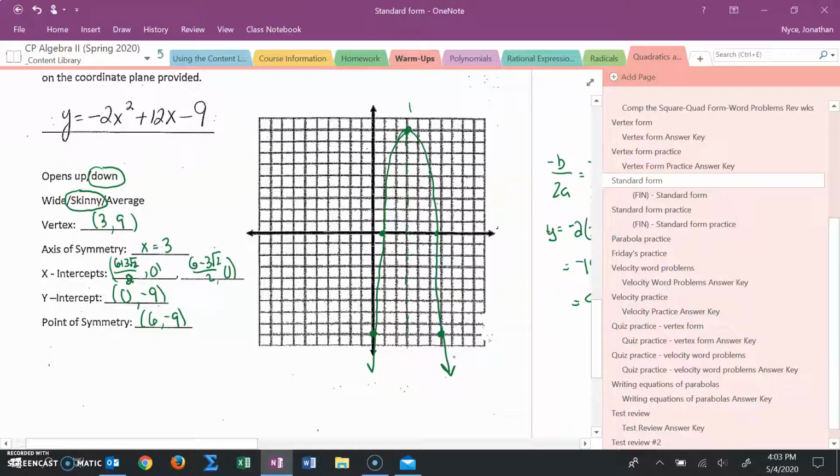And that's it. So just like with vertex form, it's the exact same process, except the vertex is found by doing opposite of b over 2a and then plugging that number in.